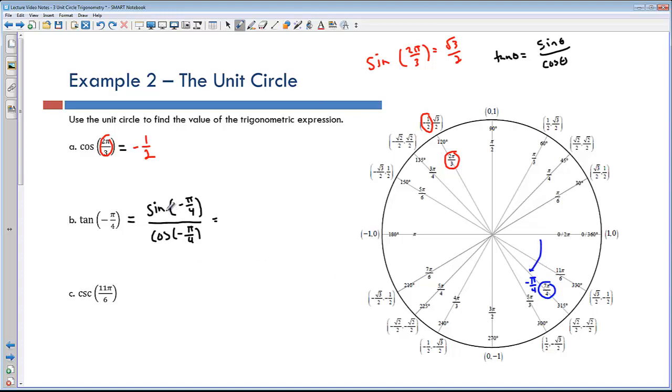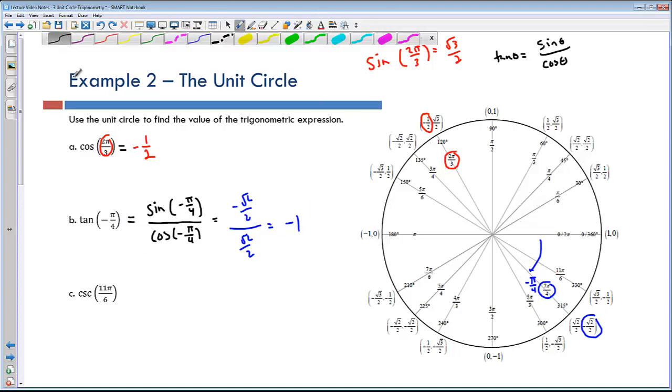And then you have the output on top and the input on the bottom. And so if you look here, here's the output, so we'll put that on top. So you have negative root 2 over 2 divided by positive root 2 over 2. And of course, those cancel to give you just negative 1. And so tan of negative pi over 4 is negative 1. And then finally, let's do this last one, and we'll talk about how we can check our work.